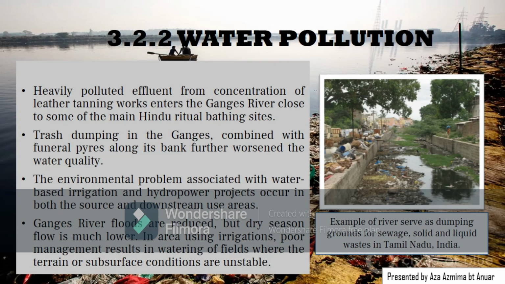The environmental problems associated with water-based irrigation and hydropower projects occur at the source and downstream use areas. Ganges River floods are reduced, but dry season flow is much lower.